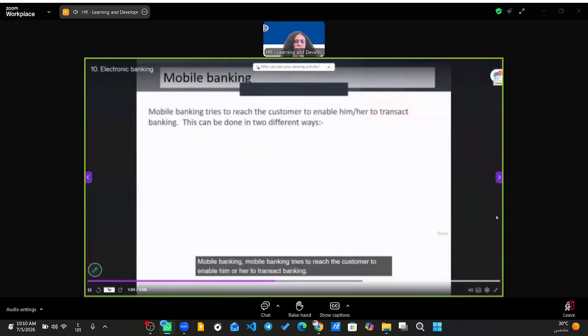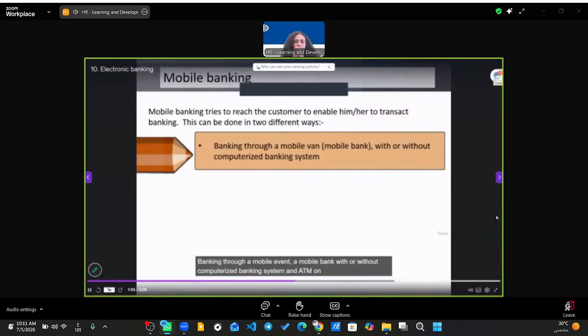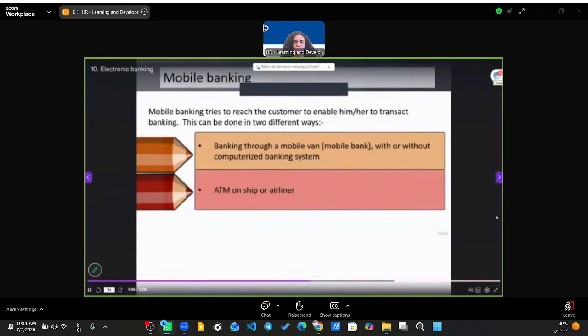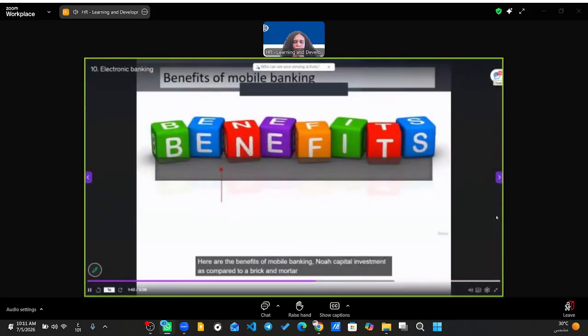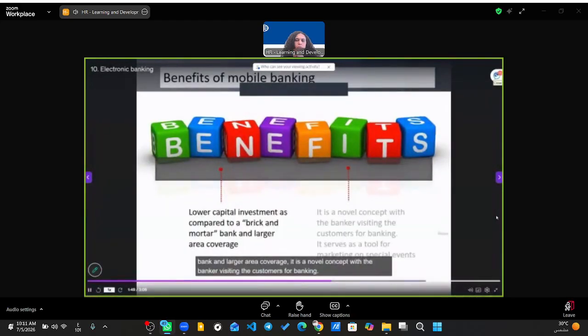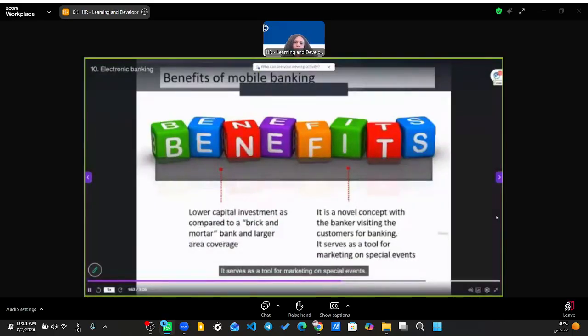Mobile banking. Mobile banking tries to reach the customer to enable him or her to transact banking. This can be done in two different ways. Banking through a mobile van, a mobile bank, with or without computerized banking system, an ATM on a ship or an airliner. Here are the benefits of mobile banking. Lower capital investment as compared to a brick and mortar bank and larger area coverage. It is a novel concept with the banker visiting the customers for banking. It serves as a tool for marketing on special events.